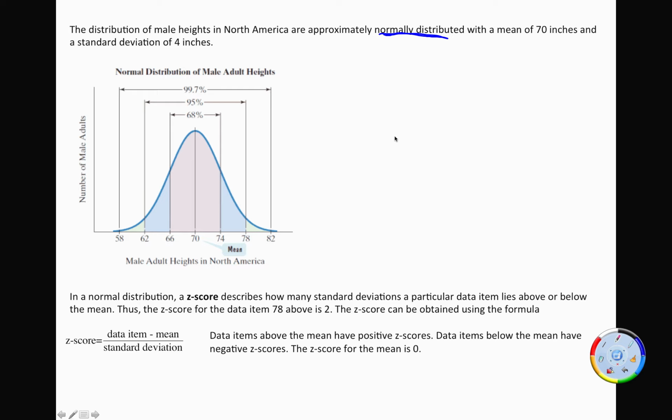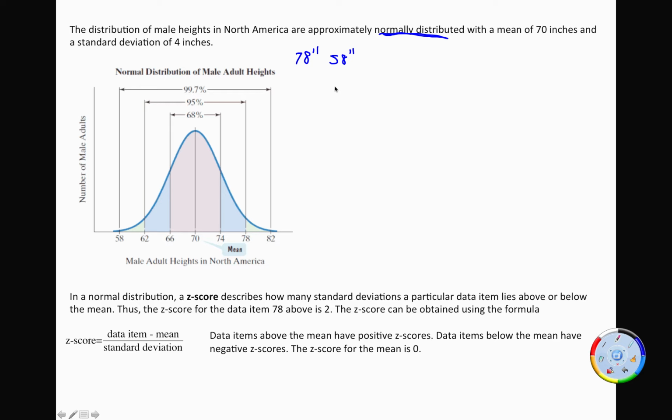So for example, find the height that is 2 standard deviations above the mean. Well, here's the mean right in the middle. 1, 2 standard deviations above the mean. 78 inches is the height of males in North America, 2 standard deviations above the mean. Find the height that is 3 standard deviations below the mean. 1, 2, 3, 58 inches. Right? That's the height that is 3 standard deviations below the mean.